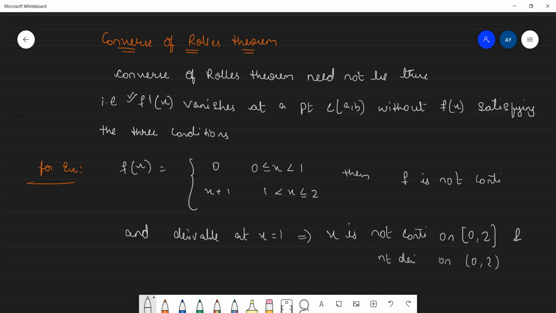So as both of these conditions are not satisfied, obviously, what is the third condition? F of a equals f of b. So f of 0 is not equal to f of 2, but f dash of x will be equal to 0 for all x belongs to 0 comma 1, which is contained in 0 comma 2. So this is the converse of the theorem.